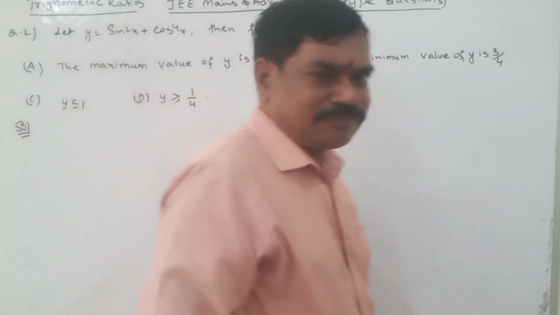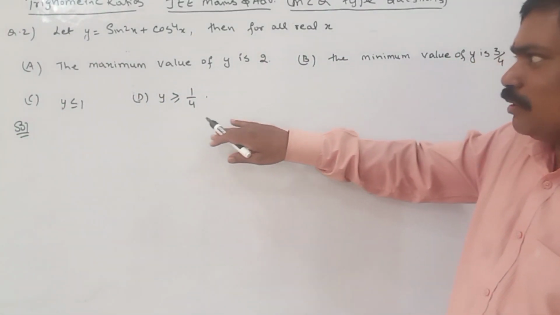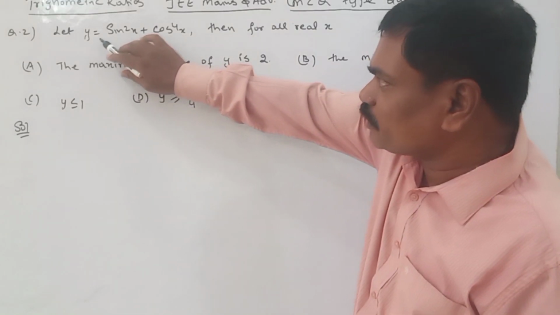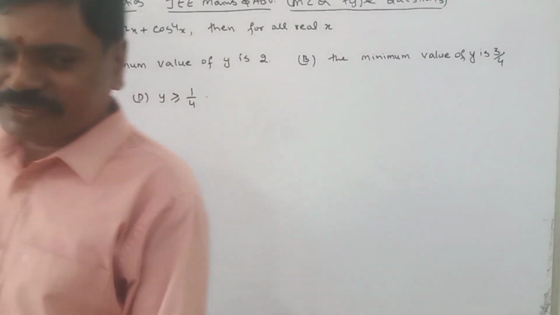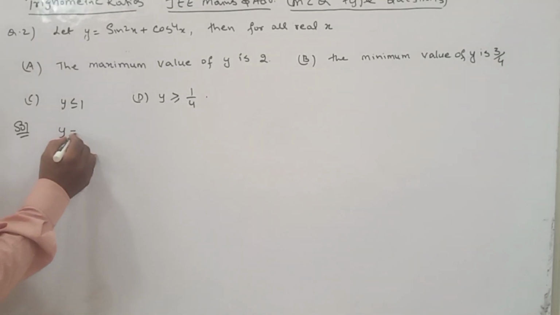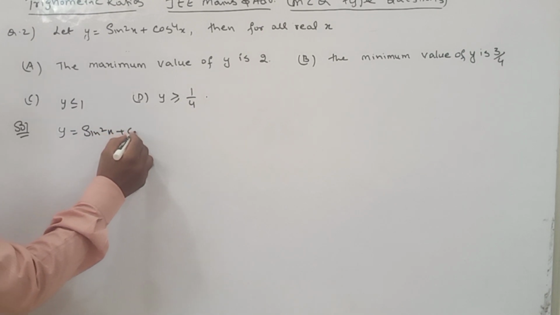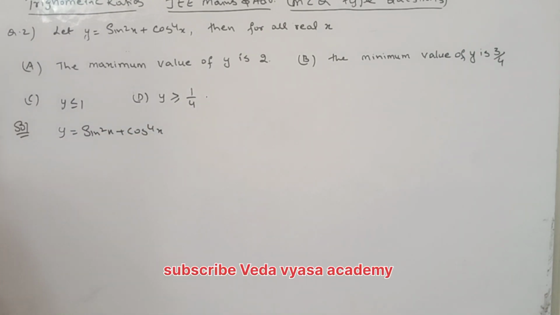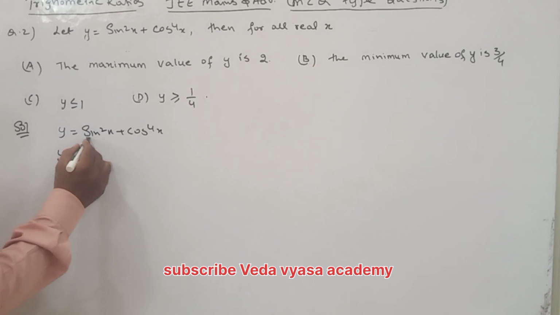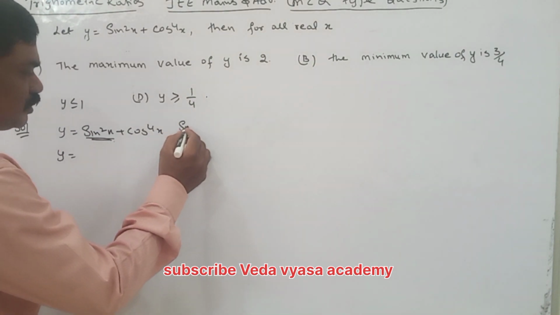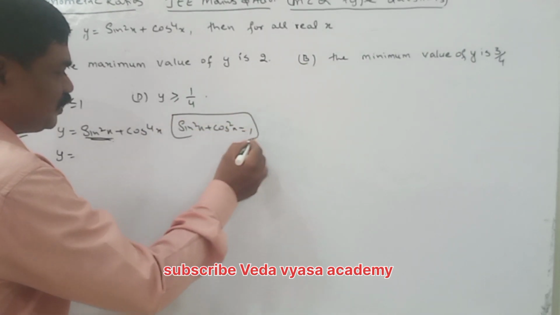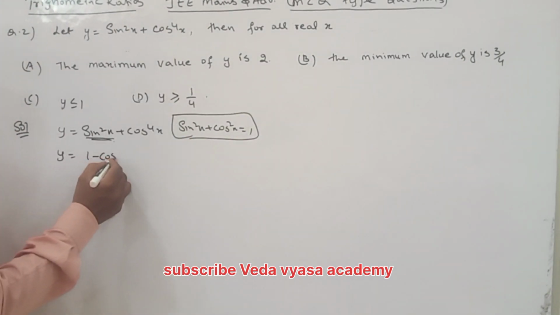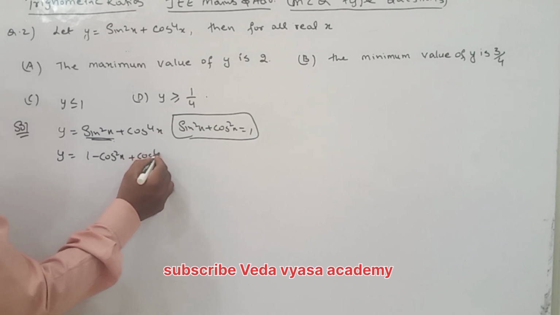This is the problem given. So how to solve this? We are given y is equal to sin square x plus cos power 4x. We know that sin square x plus cos square x is equal to 1, the first identity. So sin square x is equal to 1 minus cos square x. So 1 minus cos square x plus cos power 4x.